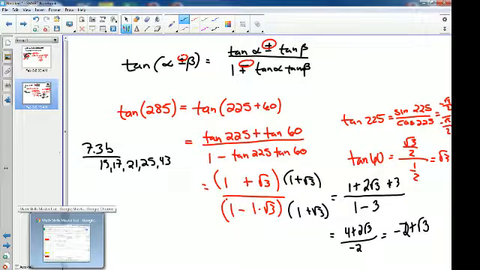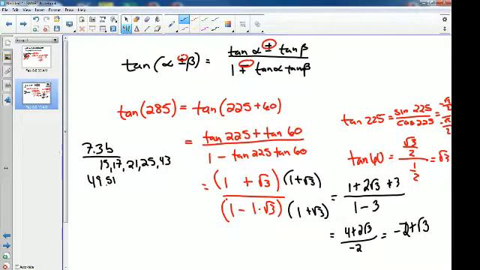How does the cotangent work? Cotangent's 1 over tangent, right?